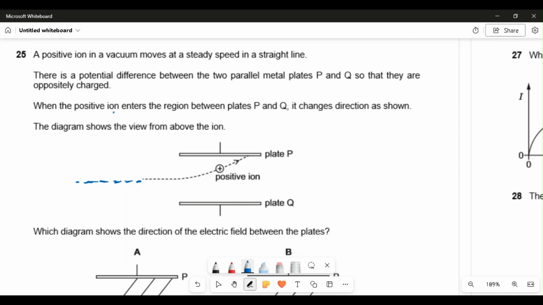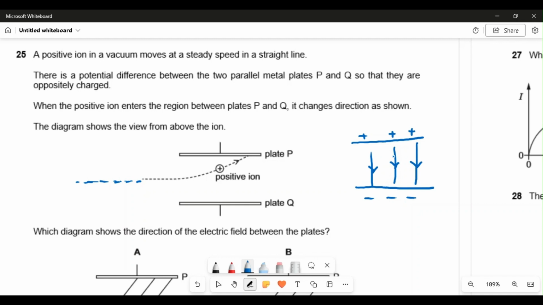The diagram shows the view from above. So if you see the field between two plates, it has a very important convention: magnetic field lines always show a uniform magnetic field. Electric field lines show a uniform electric field. Always there is an attraction. Electric field starts from the positive to the negative plate. Also, electric fields are shown with straight lines.